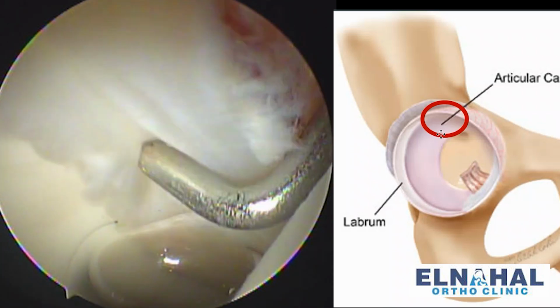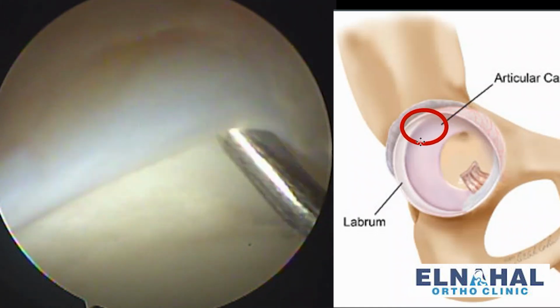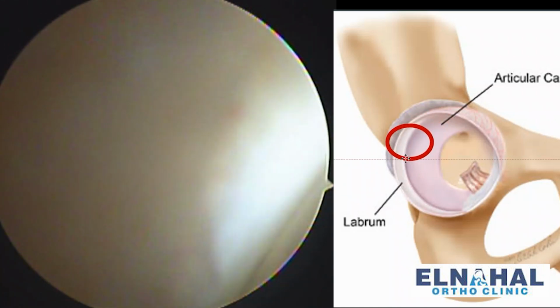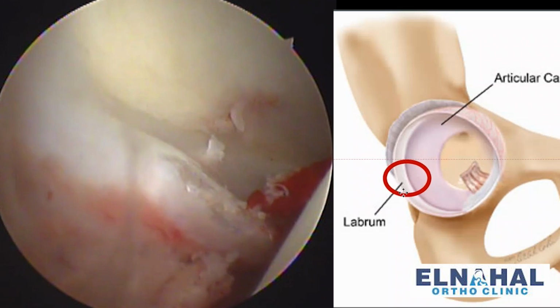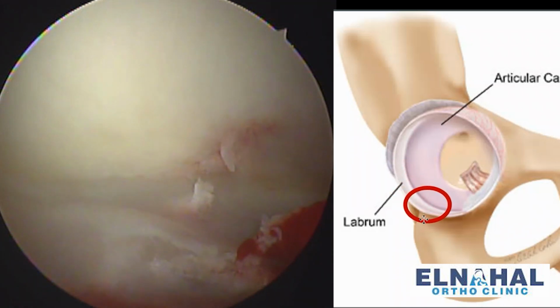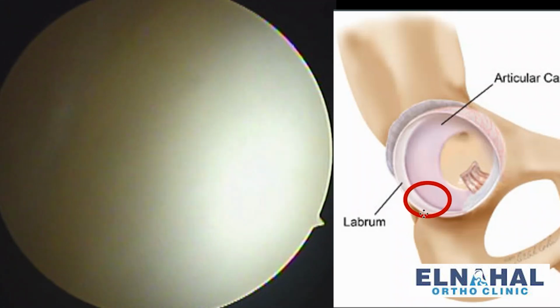You can see how the labrum is moving when I probe it. If you move a bit more lateral to the labrum, you can see that this is non-damaged, or this is intact labrum, still attached to the articular cartilage. This is the back of the hip, the posterior part of the hip. There are some changes here and some damage here, but the labrum is still attached to the articular surface.